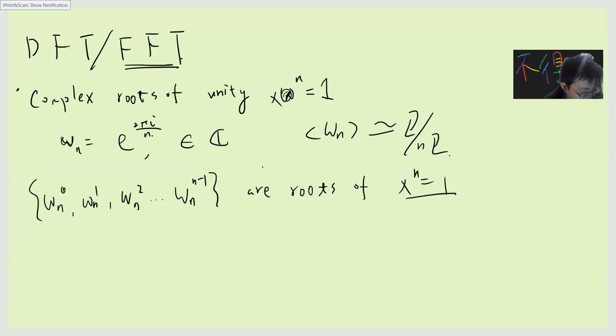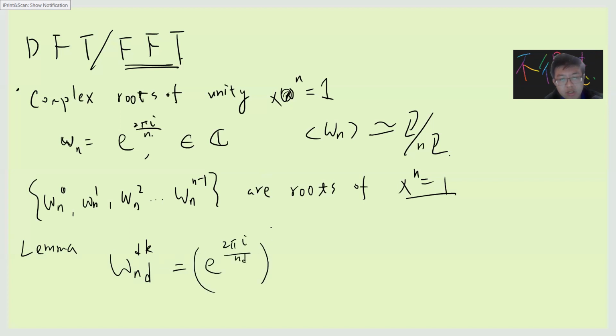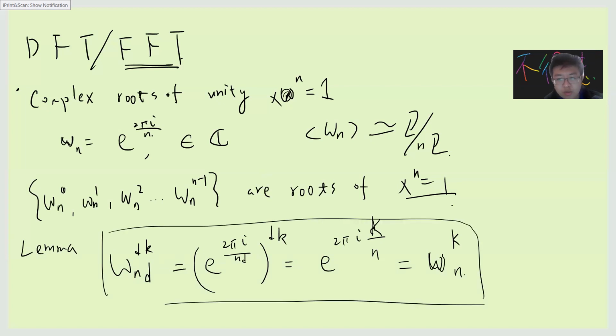The quick lemma, which is almost trivial, is that if you take omega_(dn) to the power dk, this is exp(2 pi i / (dn)) to the dk, which becomes exp(2 pi i k / n). So this is omega_n^k. This is just a trivial lemma, a trivial result that we will use. Actually, the idea is very trivial.